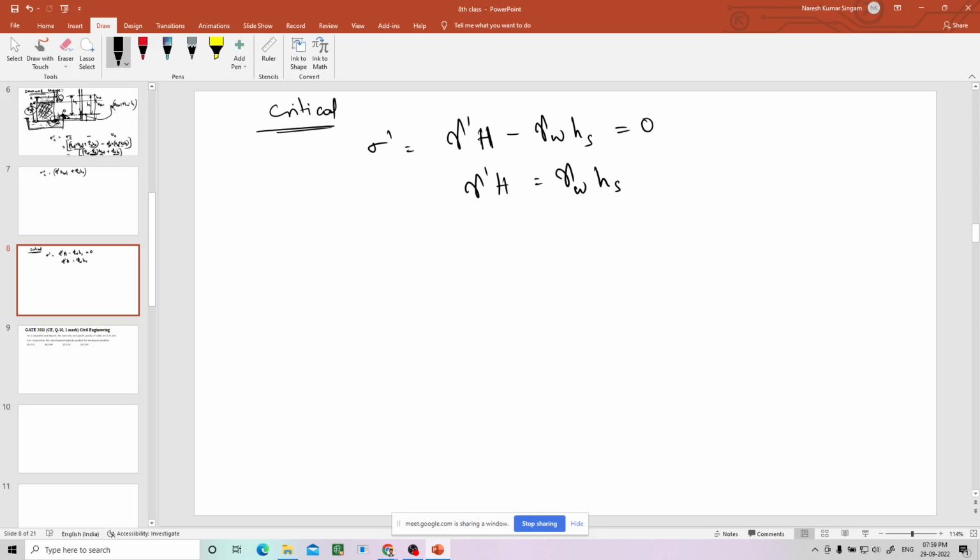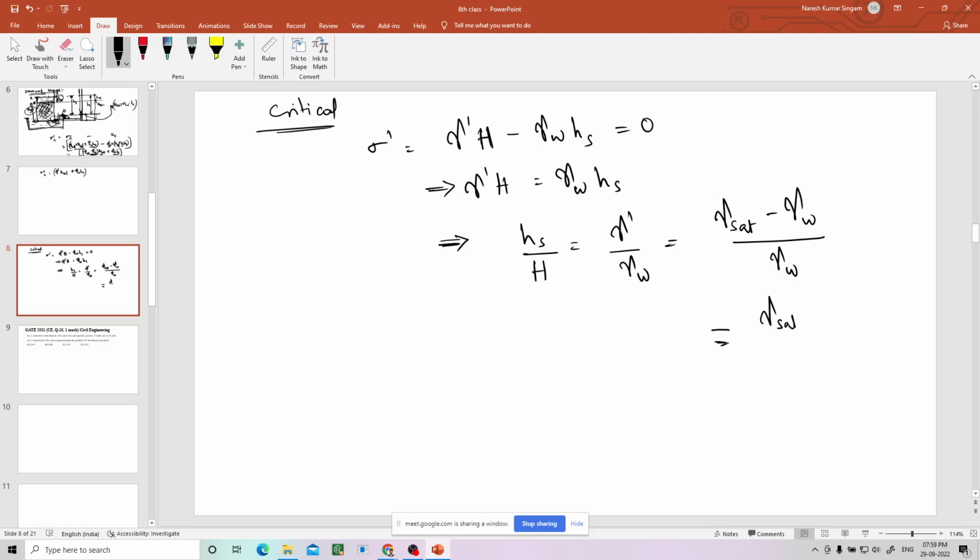Then this hs by h soil equals gamma dash by gamma w. Gamma dash we can write as gamma sat minus gamma w, then divided by gamma w, so gamma sat by gamma w minus 1. So this is hs by h soil.